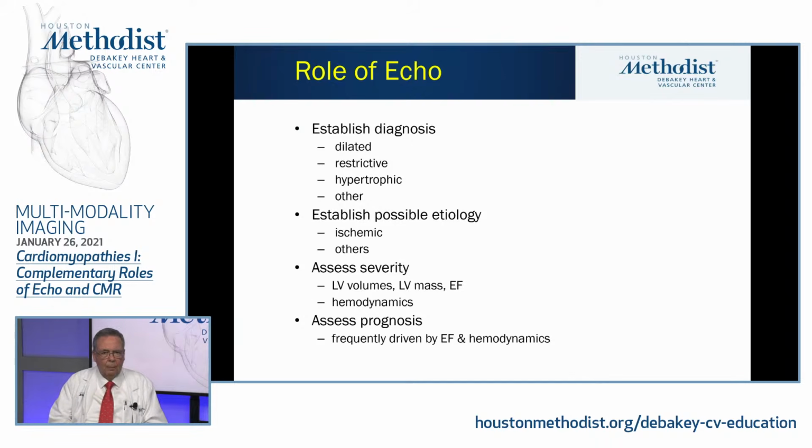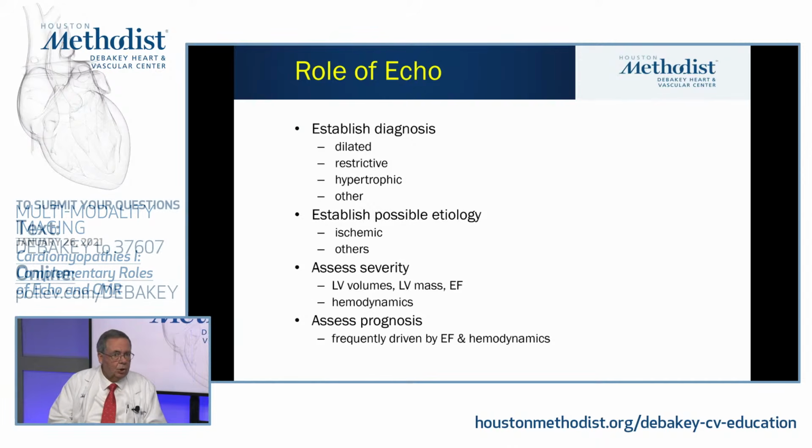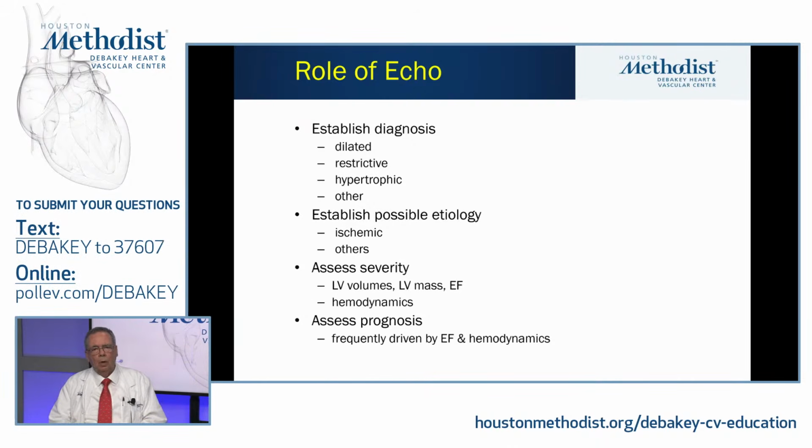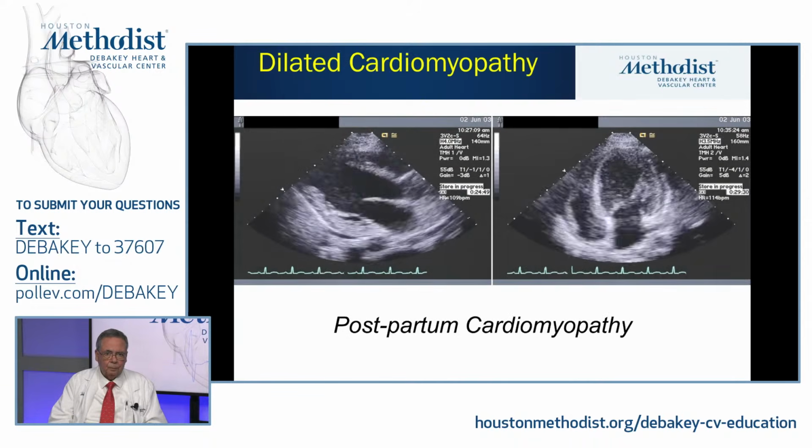For example, how bad the EF is, how bad are the hemodynamics. Now we have things such as strain, with very low values of strain predicting worse prognosis, and so on. So the echo can play an important role in giving us an idea of how serious the condition is and potential prognostic indicators.